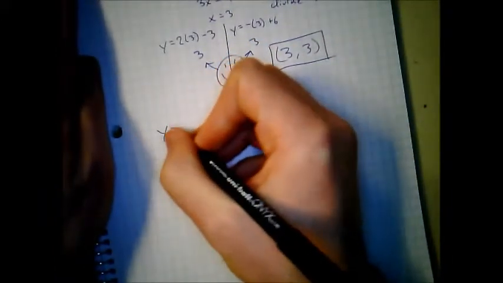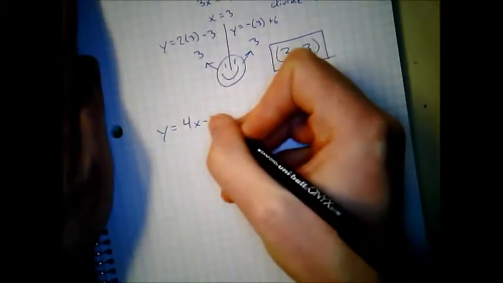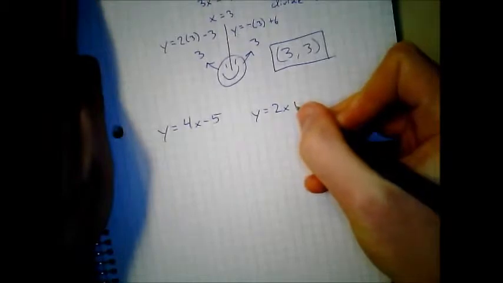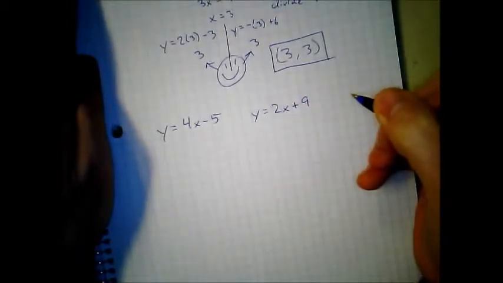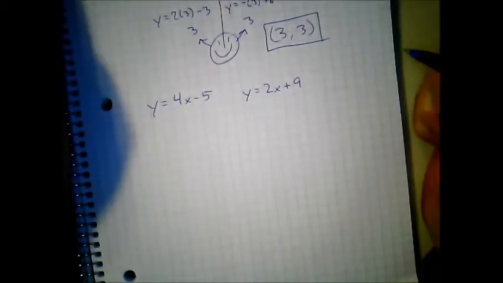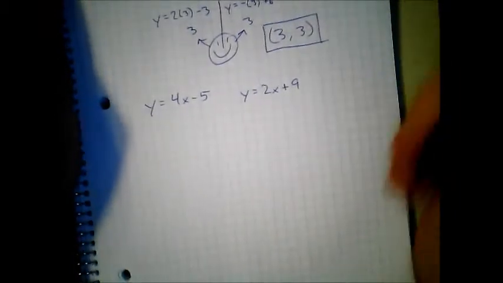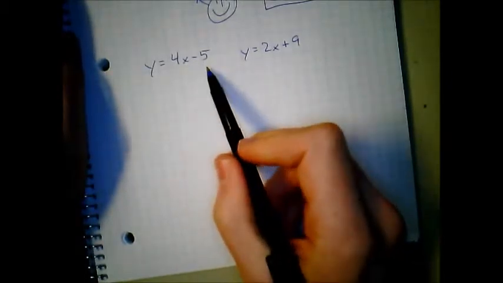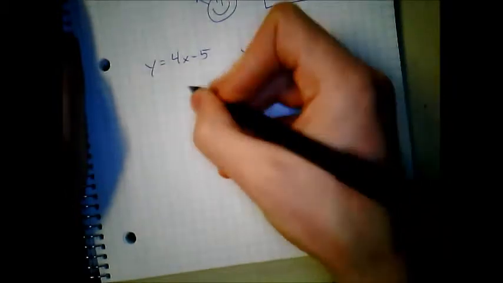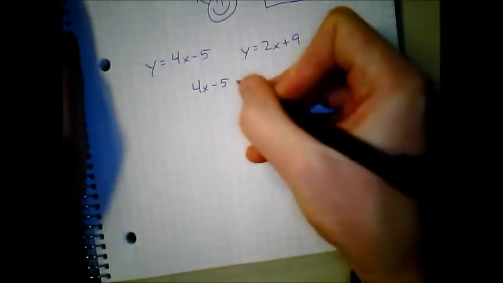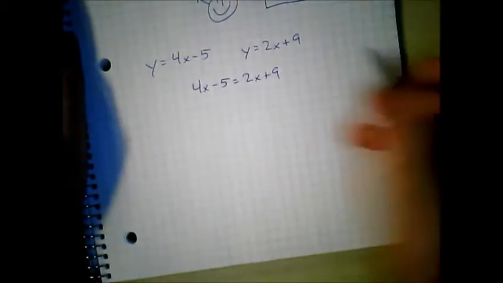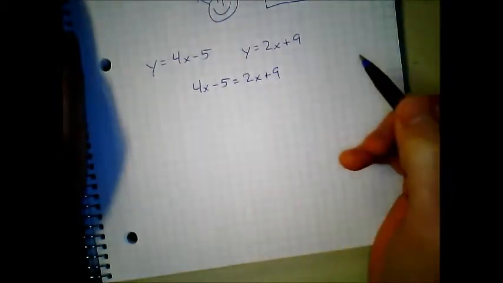Okay, another one. y equals 4x minus 5, and y equals 2x plus 9. So press pause. Try and solve this using the equal values method. Then press play when you're ready to check your work. Okay, so we want to know, when will this rule, 4x minus 5, equal our 2x plus 9 rule? When will these two lines intersect? So we're going to use our equal values method to set these two rules equal to each other. So we have 4x minus 5 equals 2x plus 9.